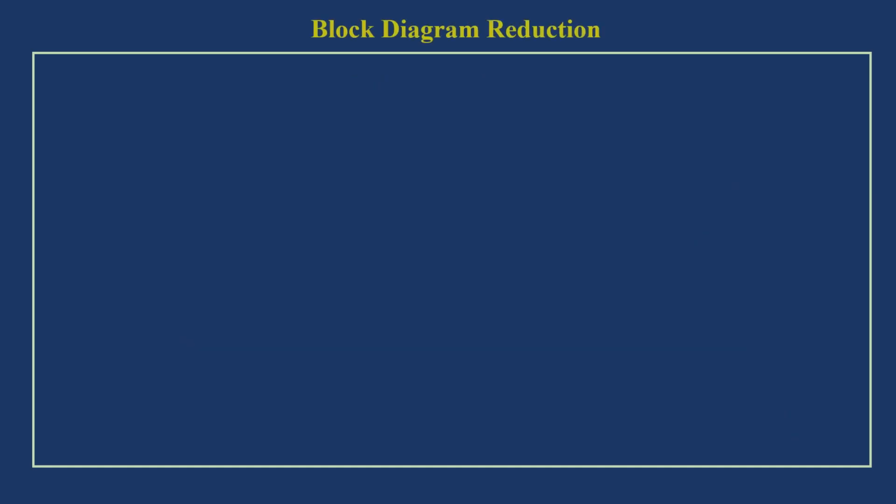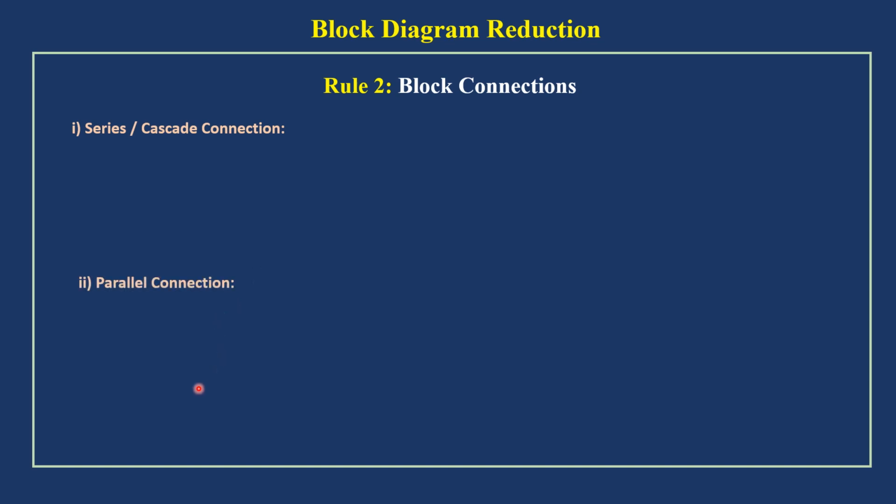And then rule 2, block connections. Okay, there are two types of connection, series or cascade connection and parallel connection. So here I am considering series connection. Now I am giving G1 as one block and G2 as another block. Now two blocks are connected in series. I have given input as R and output as C. Let me find the output first. So here I have termed the intermediate signal as B.